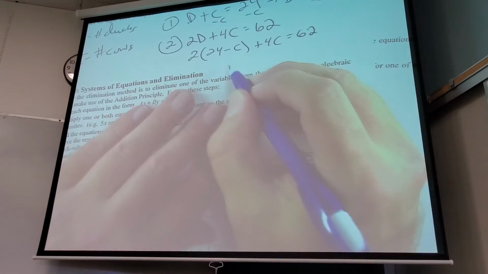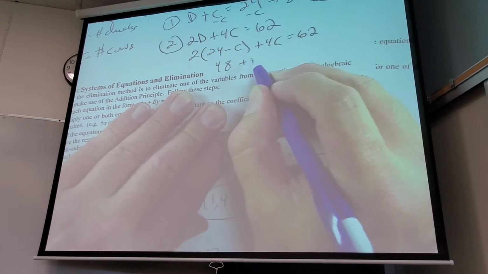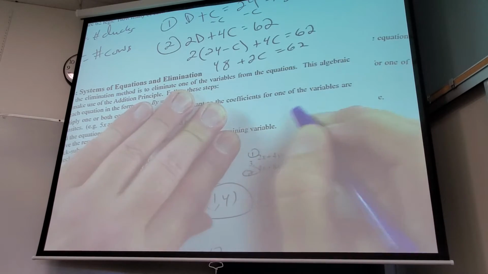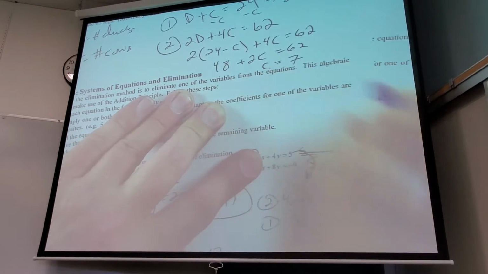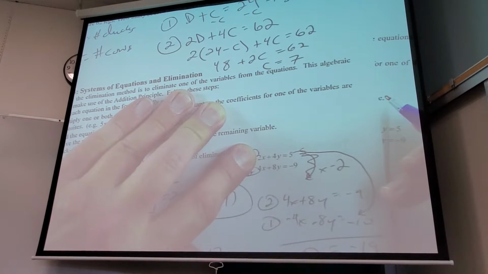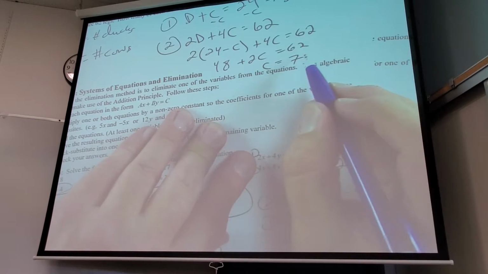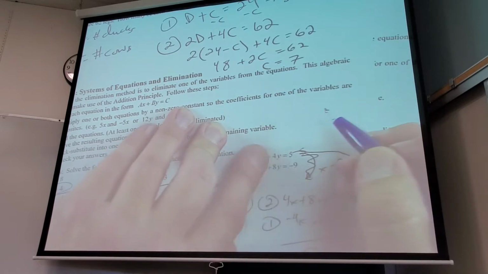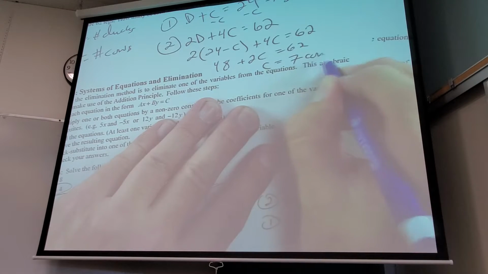All right, I'm just going to plow through this. So 48 minus 2C plus 4C is 2C. Subtract 48, divide by 2, you get 7. Subtract 48, you get 14, divide by 2 is 7. So that means 7 cows. So how many ducks?